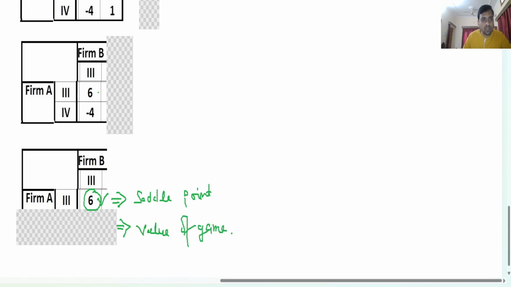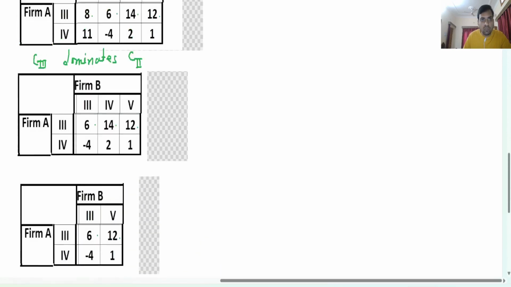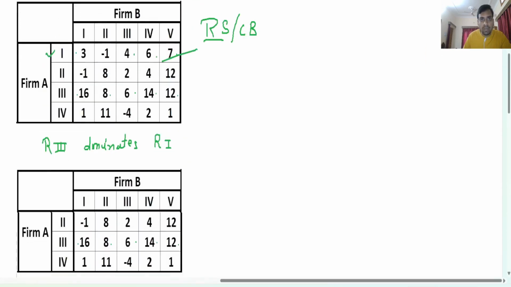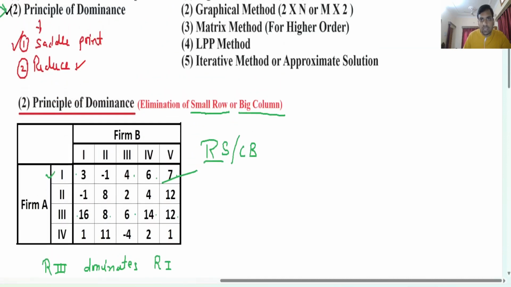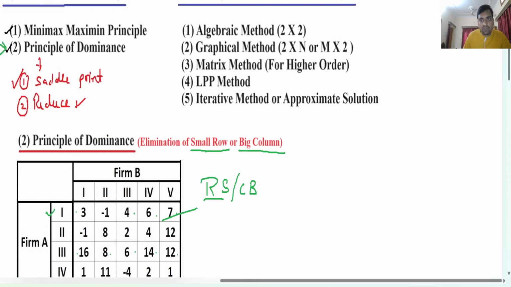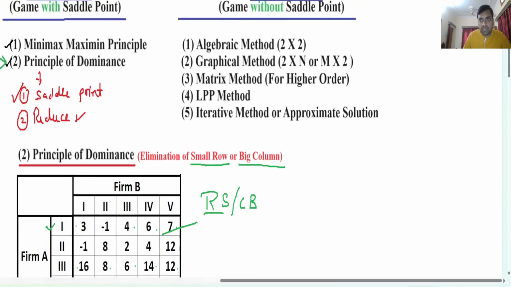So this is the methodology of the principle of dominance. Always we will remove a small row and a big column. So I hope you understand this concept. In the next lecture, we will see the case of the algebraic method.